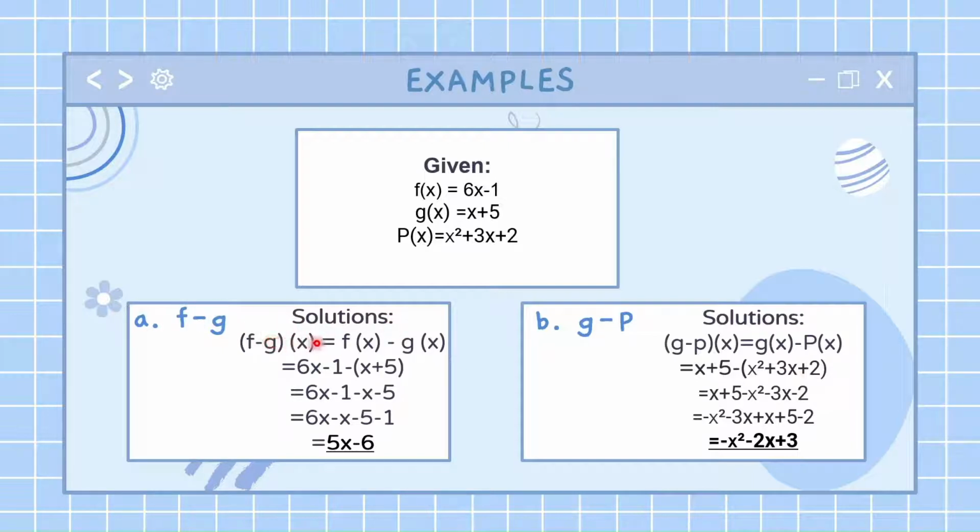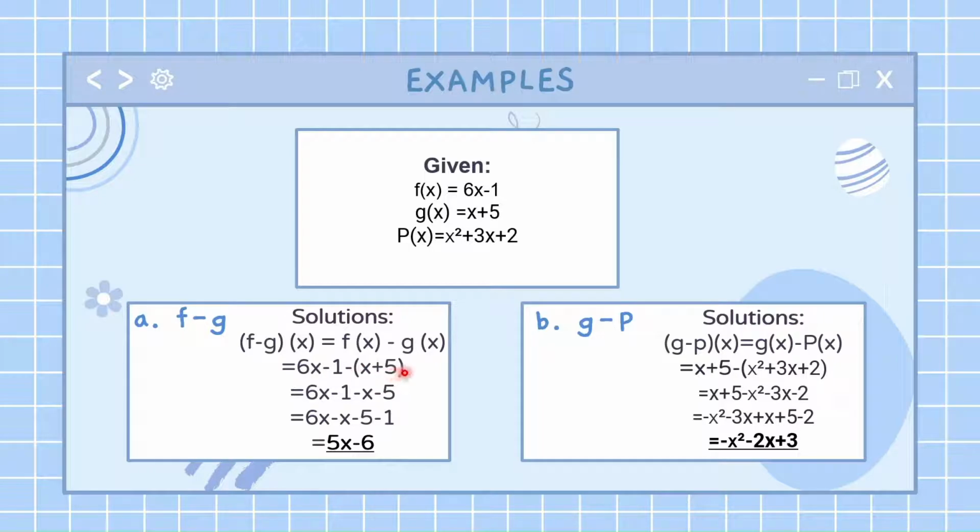(f minus g) of x is equal to f of x minus g of x. Now, what we need to do here, of course, is to substitute it with the given. So f of x minus g of x. So f of x is equal to 6x minus 1. So just put that there. And g of x is equal to x plus 5. Now, don't just immediately put it down without the parentheses. You need to put the parentheses here or else you will get a wrong answer due to the signs being different. So it's very important that you put the parentheses.